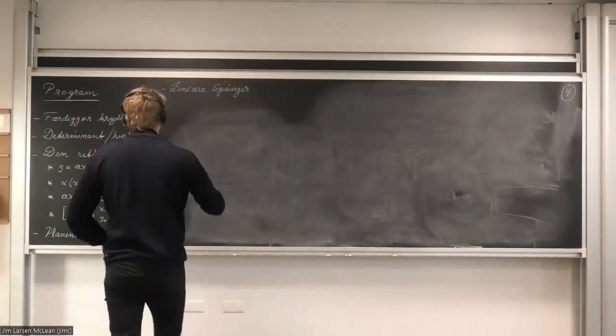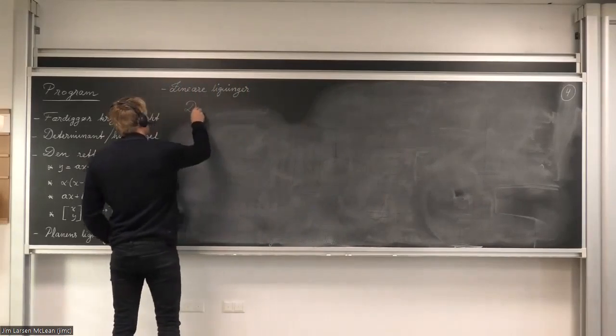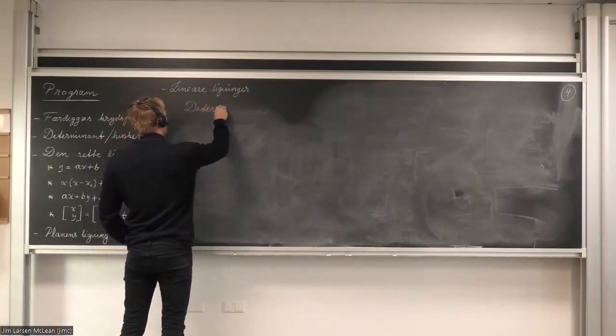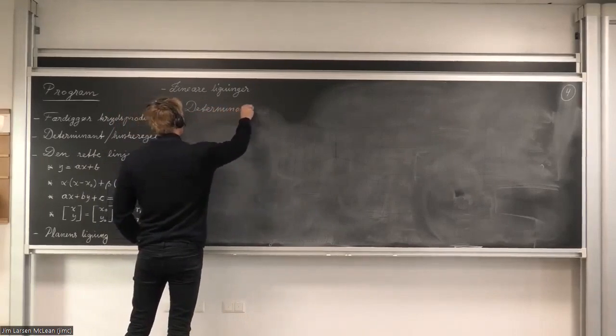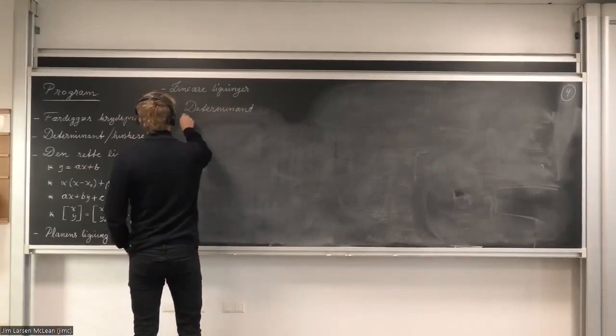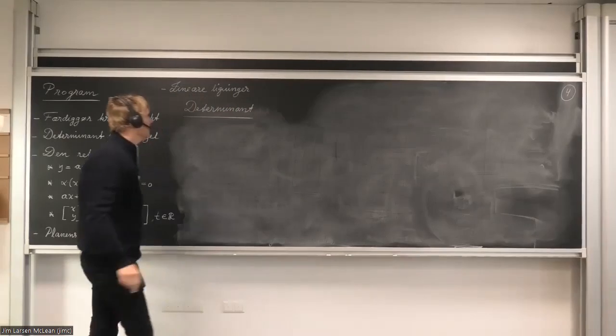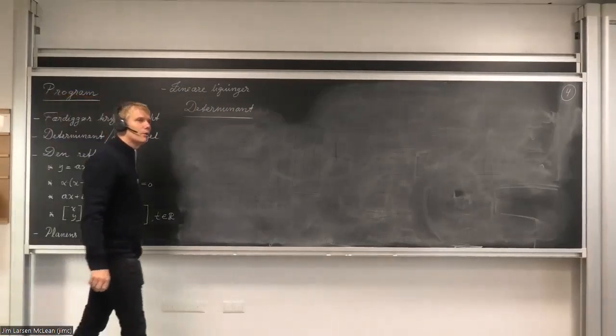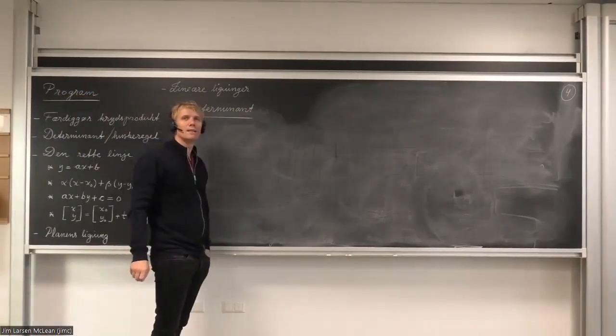So the headline is now determinant. Determinant is something we've introduced to determine whether vectors are independent or dependent on each other. And what do we mean by that?